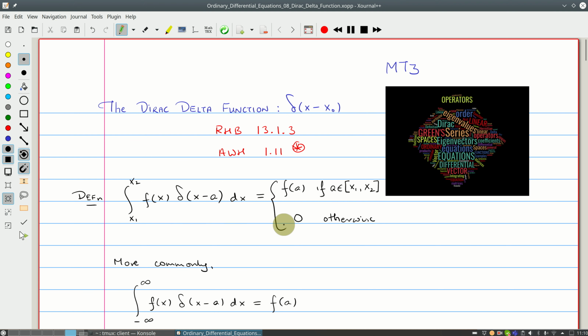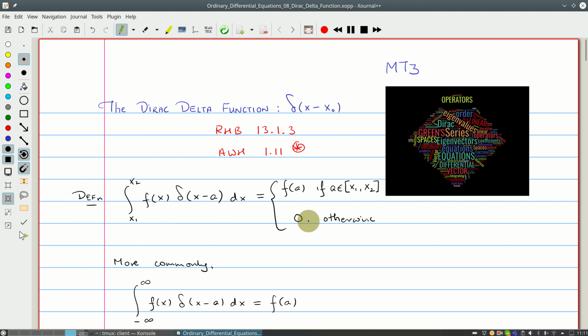Now think about this for a while before you go forward. If the point a is in this integration range, then we will get f of a. That means this Dirac delta is collapsing f onto one value only, f of a. And if a is not in this range, then it gives you nothing.